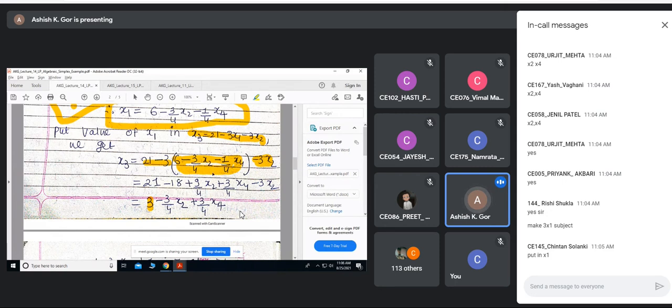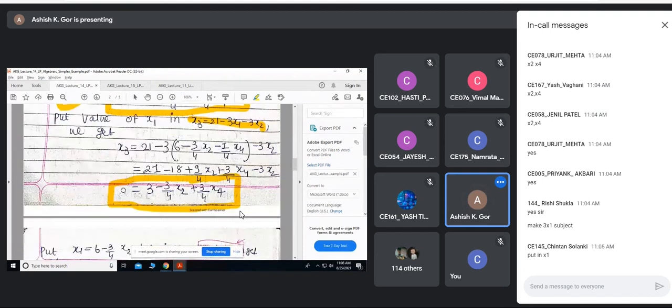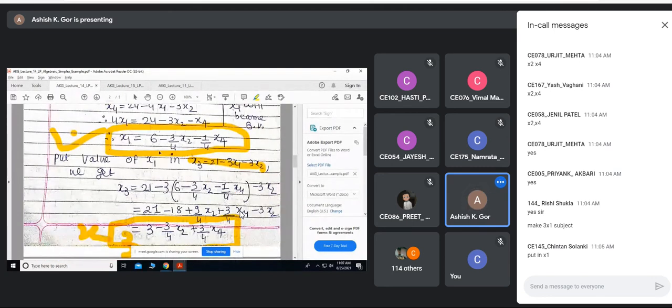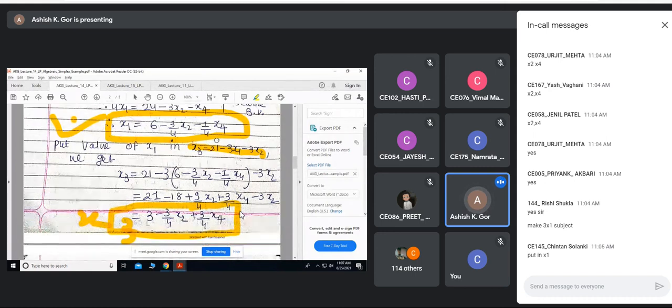Plus 9 by 4 x2, and minus 3 x2, which means minus 3 by 4 x2. And plus 3 by 4 x4. So now you can see this is also in terms of x2 and x4. So x3 is equal to 3 minus 3 by 4 x2 plus 3 by 4 x4, and x1 is 6 minus 3 by 4 x2 minus 1 by 4 x4.